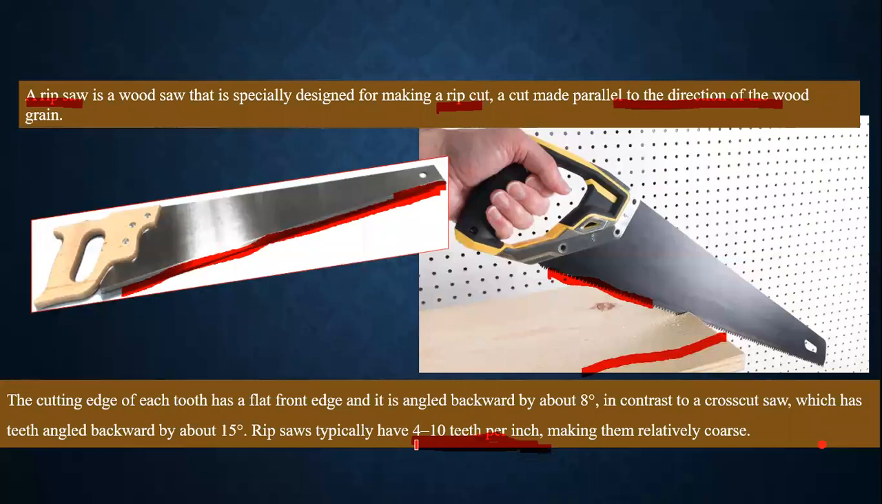Is that clear? So the smaller versions, you can see about 10 teeth, okay? But the bigger ones, you may see just about 4 teeth for every 1 inch that you measure.